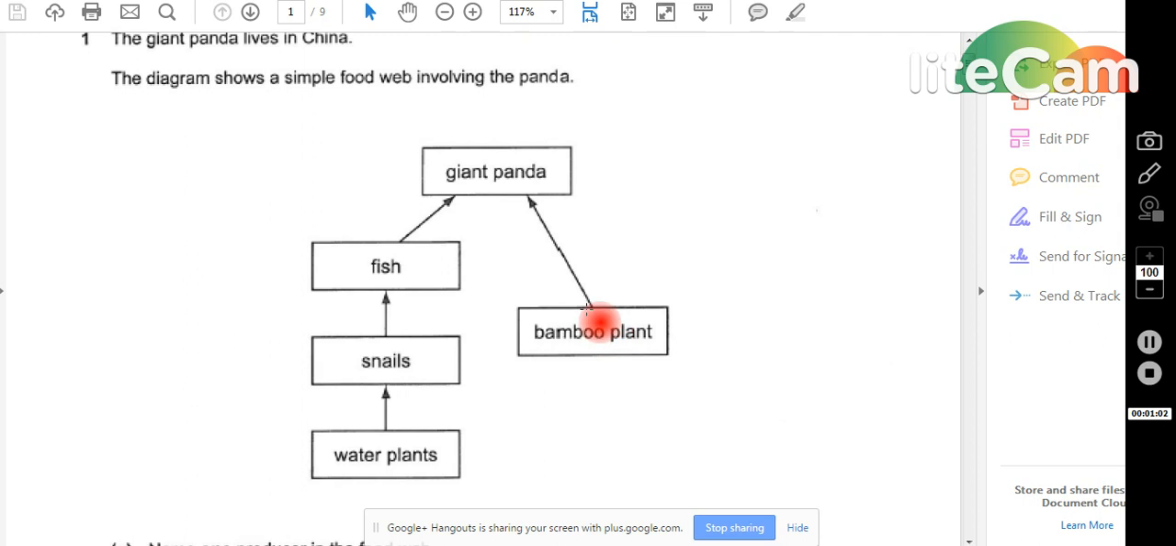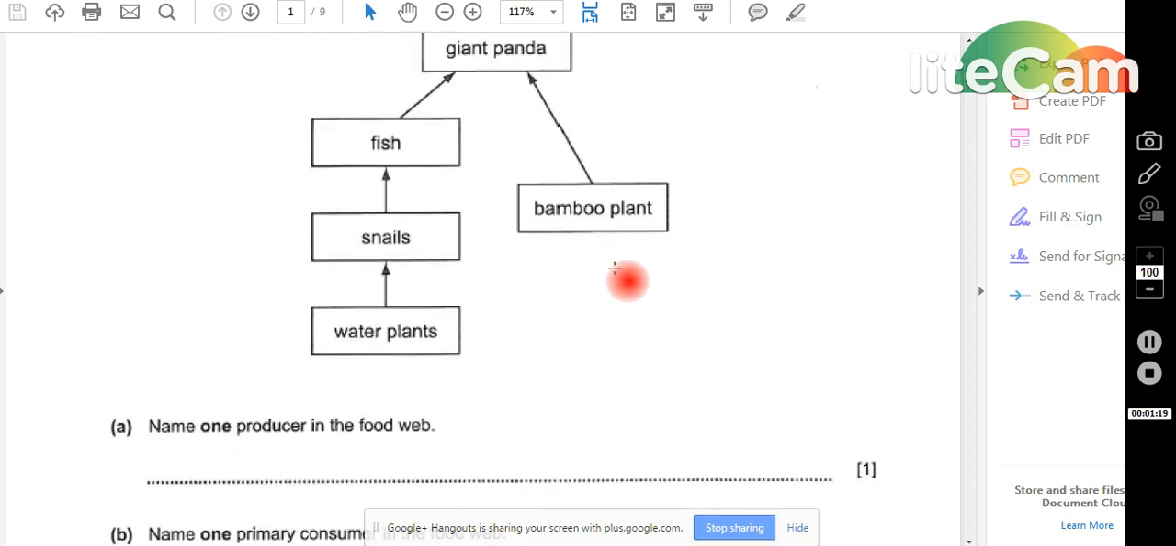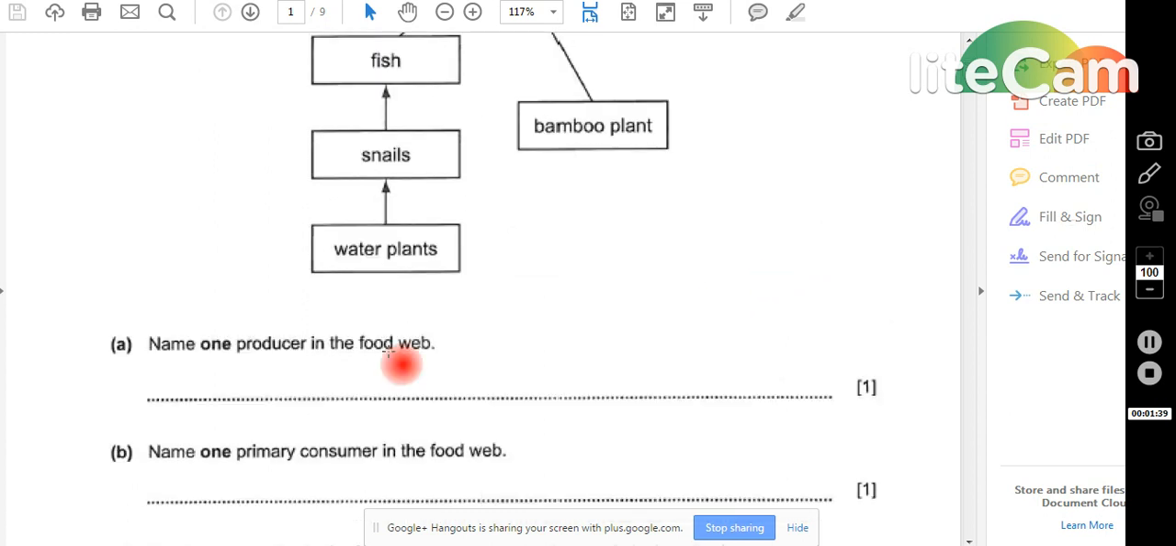Yes. Okay. You know that when you have the arrows indicated here, the arrow doesn't show that the bamboo plant is eating the giant panda. It shows the giant panda is eating the bamboo plant. Okay. So name one producer in this food web. What is a producer? Producers are normally your plants, but it could be any organism that can make its own food. So in this case, what would be the producers? The bamboo plant or the water plant. Yes. They said name one, so you just had to name one of them.